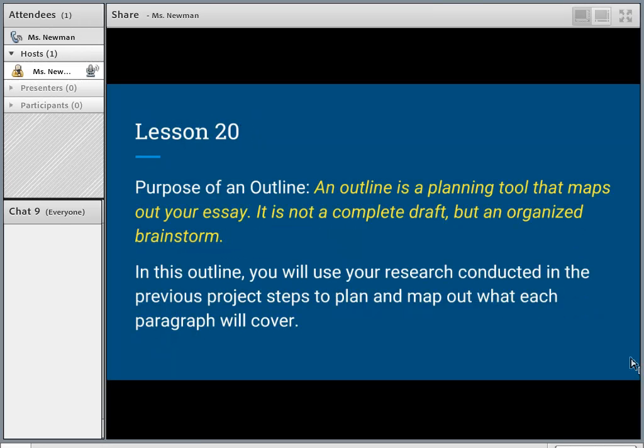Okay, purpose of an outline, lesson 20. An outline is a planning tool that maps out your essay. It is not a complete draft, but an organized brainstorm. In this outline, you will use your research conducted in the previous project steps to plan and map out what each paragraph will cover.